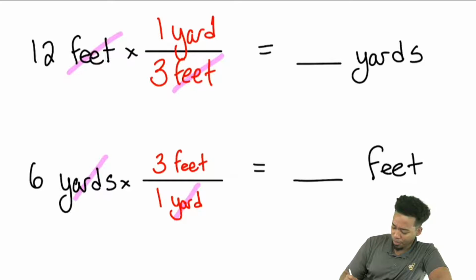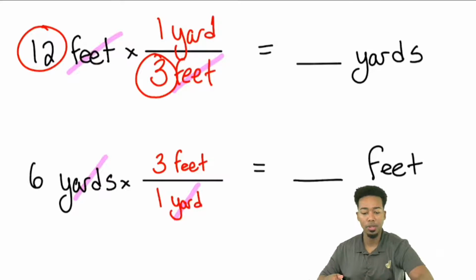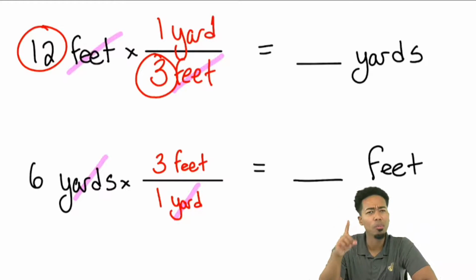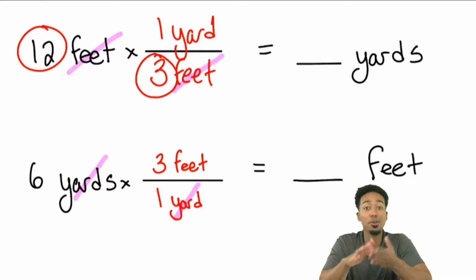Here, you're going to have 12 up top, 3 on bottom. So everybody that was confused, help me out here. With that 12 and that 3, are we multiplying them or dividing them? Go ahead and give it a shot. If you're right, great. If you're wrong, we'll correct it.